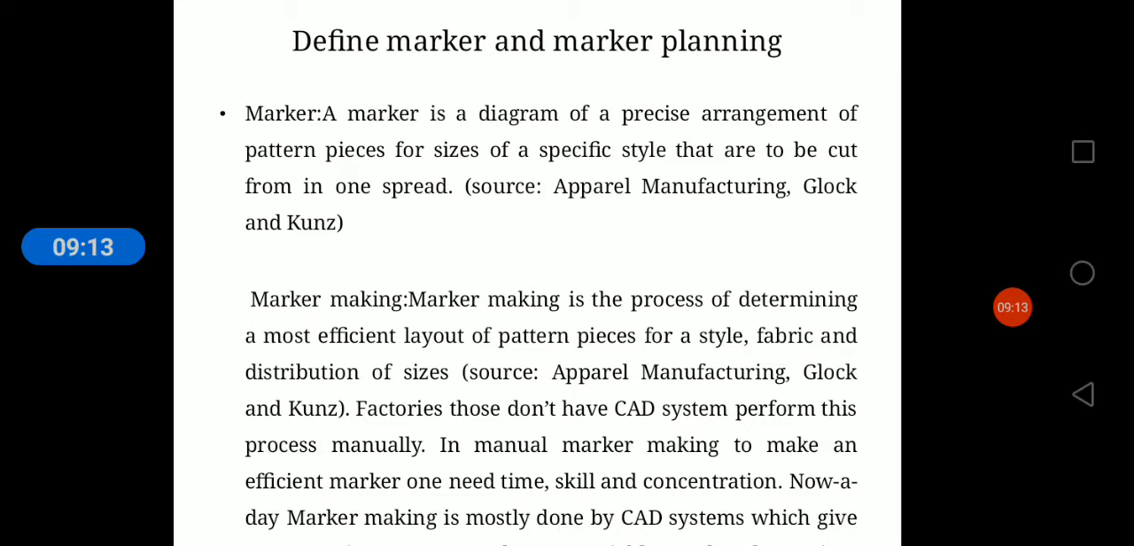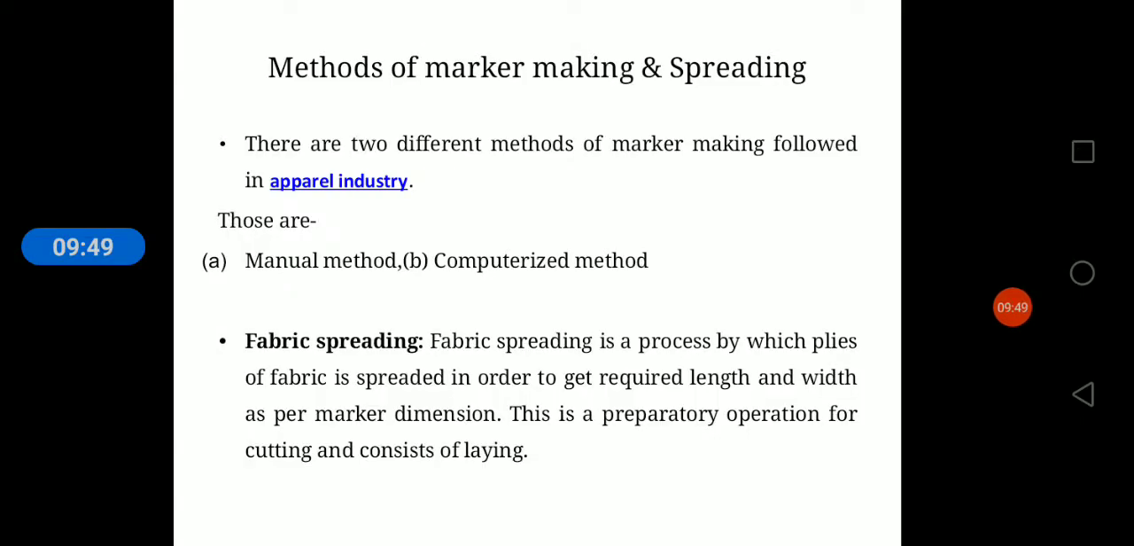And marker making is the process of determining the most efficient layout of pattern pieces for a style, fabric, and distribution of sizes. Factories that do not have a CAD system perform this process manually. In manual marker making, to make an efficient marker, one needs time, skill, and concentration. Nowadays marker making is mostly done by CAD systems which give accurate values for marker planning. Next topic: methods of marker making and spreading.